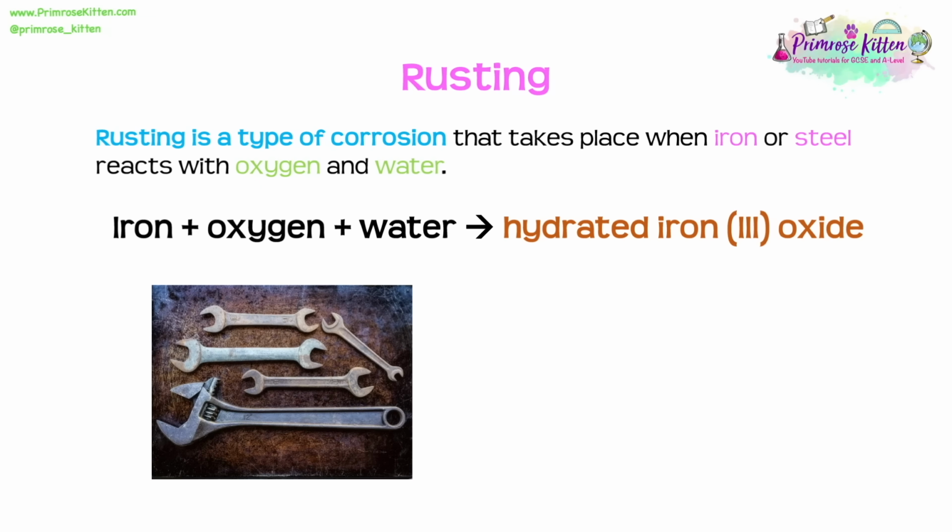Now, this process of rusting can be represented using this equation. So iron plus oxygen plus water makes hydrated iron 3 oxide. It's important that we remember those little Roman numerals, don't miss those out. And that is what that orange-brown substance of rust actually is. That is its chemical name, hydrated iron 3 oxide.